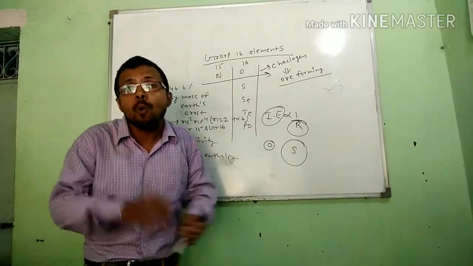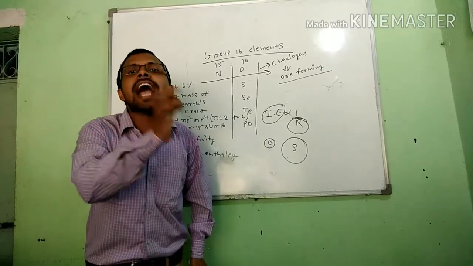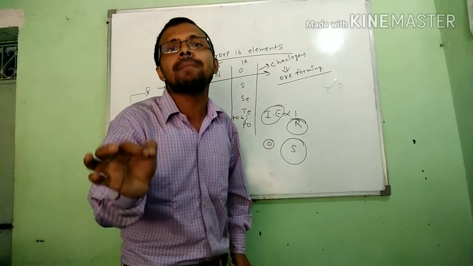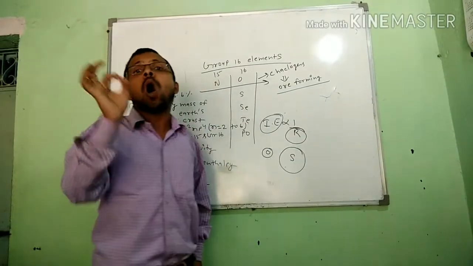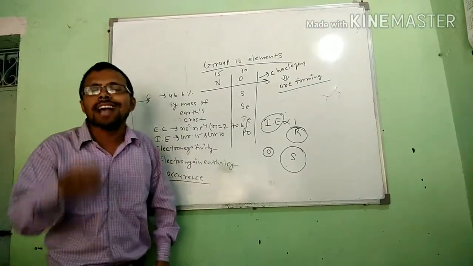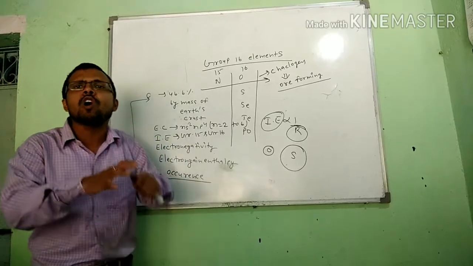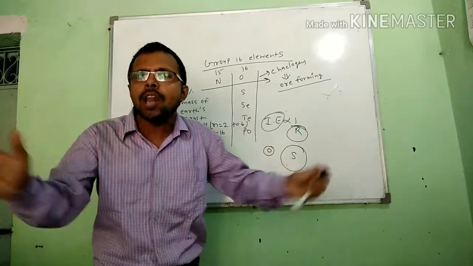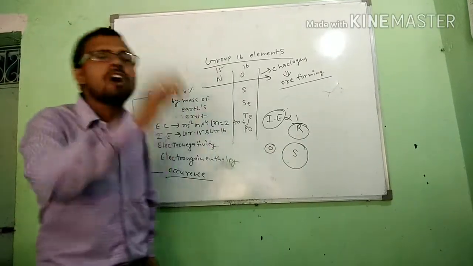And do you know what the exception is? What have we read about the nitrogen family? We have studied in the nitrogen family that except nitrogen, all the elements, phosphorus, arsenic, antimony, bismuth, form allotropes. But here we will see that all elements of group 16 form allotropes.